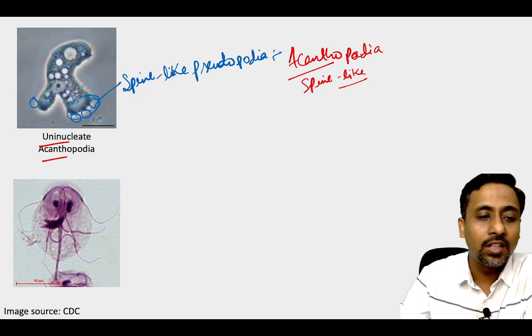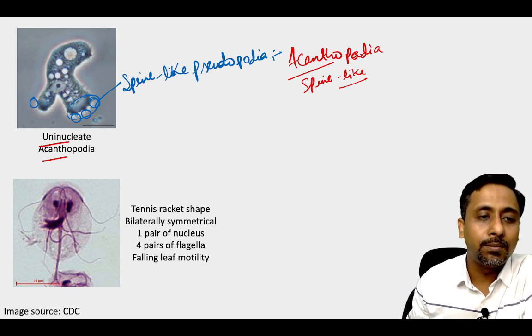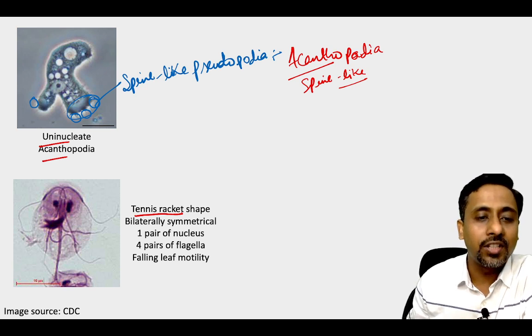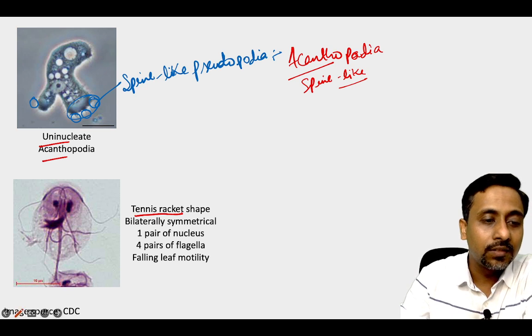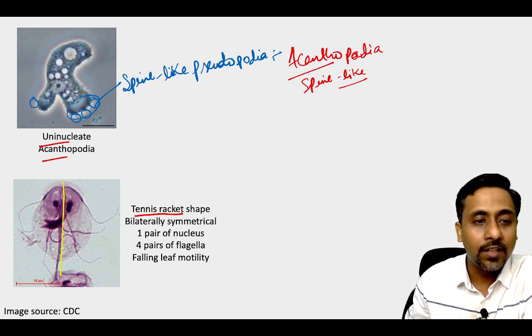Now coming to the next image, this shape is not like amoeboid. This has a typical tennis racket shape, and if you see, this trophozoite, if you divide it in two halves, is bilaterally symmetrical.